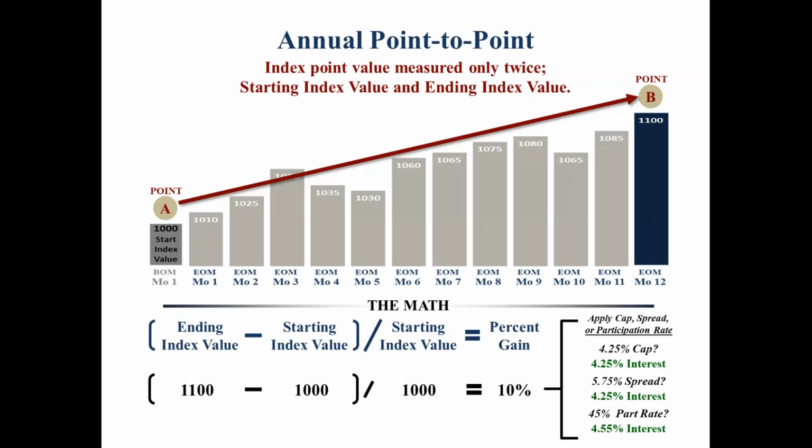So annual point-to-point can be out there with a cap, that's the most common index strategy. It can be an annual point-to-point and they apply a spread, or it can be an annual point-to-point and they apply just some percentage participation rate, okay? The odds are, all other things being equal, they're all probably going to credit about the same interest. At least they are intended to. But again, the market may do something different than the carrier expected, okay?